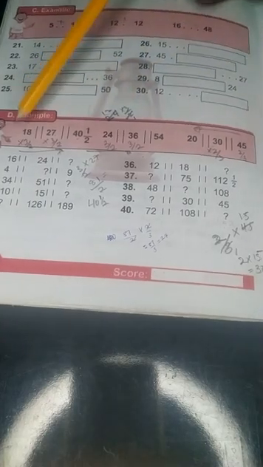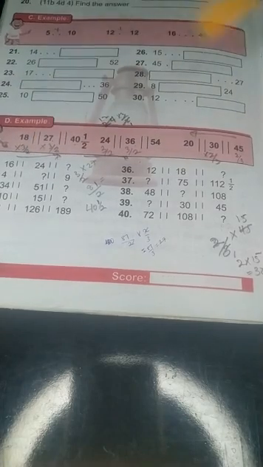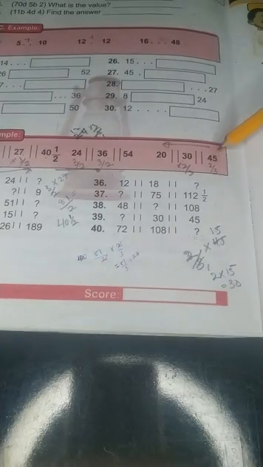If you are going from your left to right, you multiply by 3 all over 2. If you are coming from your right to left, you multiply by 2 all over 3.